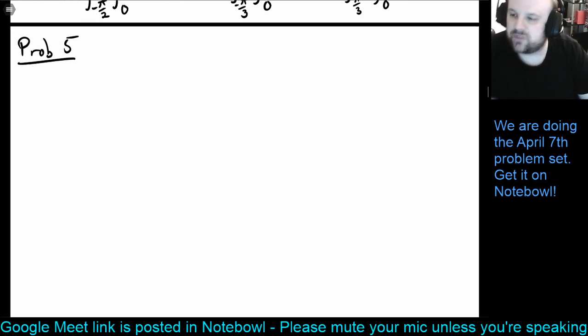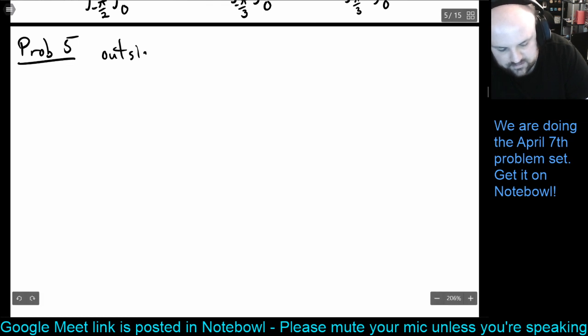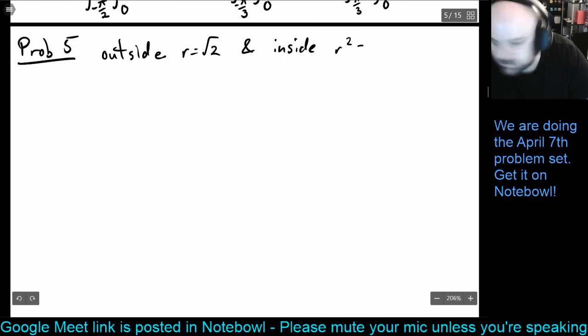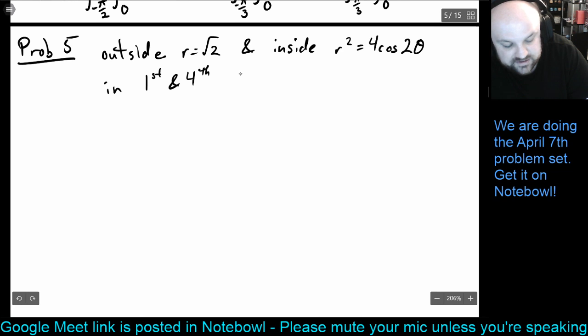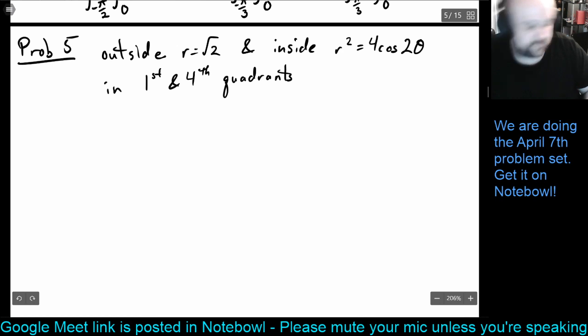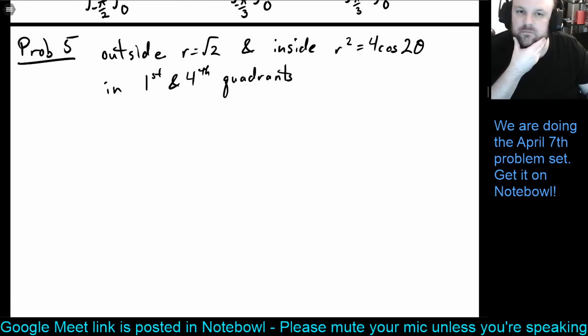So here, we want the area outside r equals square root of 2, and inside r squared equals 4 cosine 2 theta. And we want this in the first and fourth quadrants. So what does this look like?